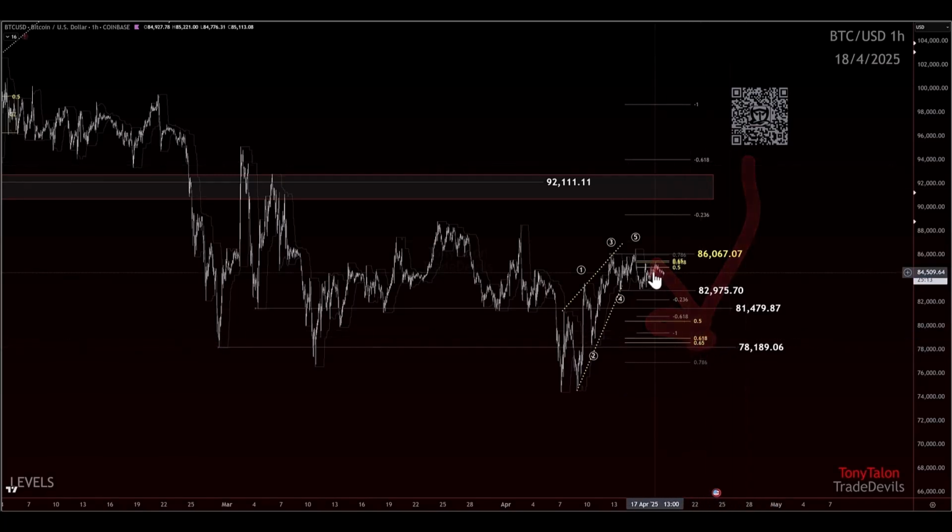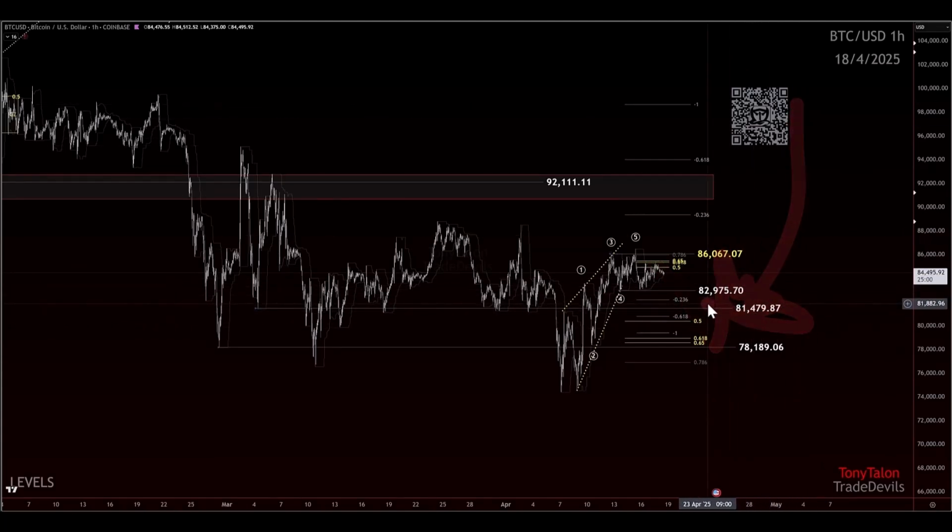But we could always wait and see how we get this PA printed out, and then wait for a reaction out of an area of interest. Come back up to an area of interest impulsively, and then correctively to an area of interest, and then look for some further upside from there. So there's a couple things we can do. We can wait for confirmation, all that stuff.